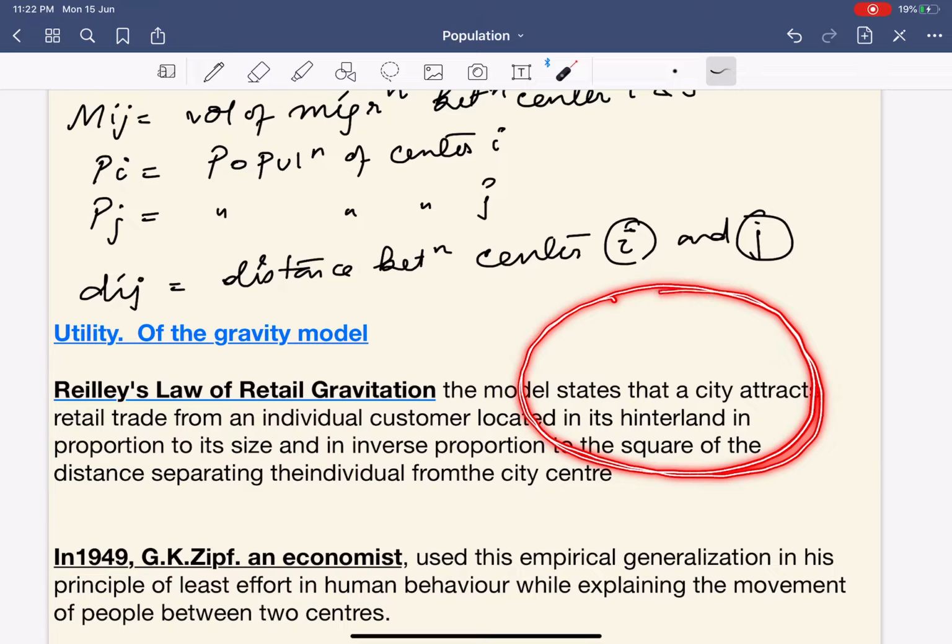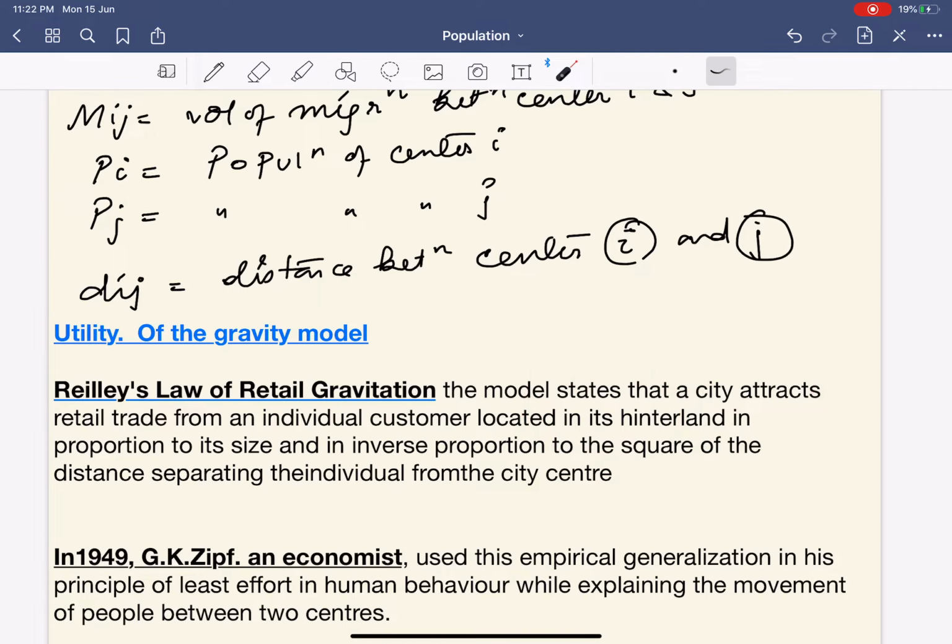How do we determine the boundary of a particular urban place? We do not determine it based upon the political boundary, but on the basis of attraction. Now let us understand Rayleigh's law of radial gravitation. This model states that a city attracts retail trade from an individual customer located in the hinterland, that is, a rural or distant area, in proportion to its size and inversely proportional to the square of the distance separating the individual from the city center.